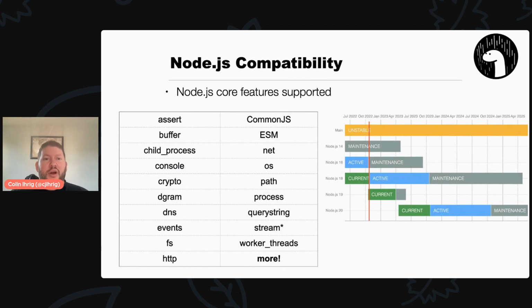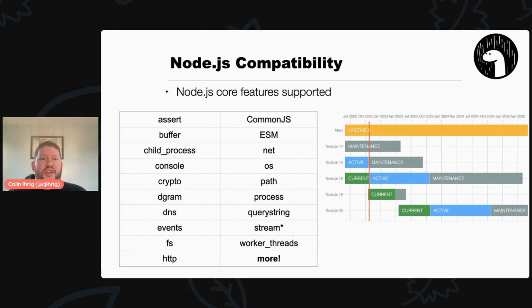So next I wanted to talk about Node.js compatibility. Deno does have a pretty feature complete Node.js compatibility layer. A lot of these Node core modules are also implemented in Deno. For Stream, I have an asterisk here because it actually uses the readable Stream module from NPM, so everything is guaranteed to be kept up to date with the latest and greatest in Node.